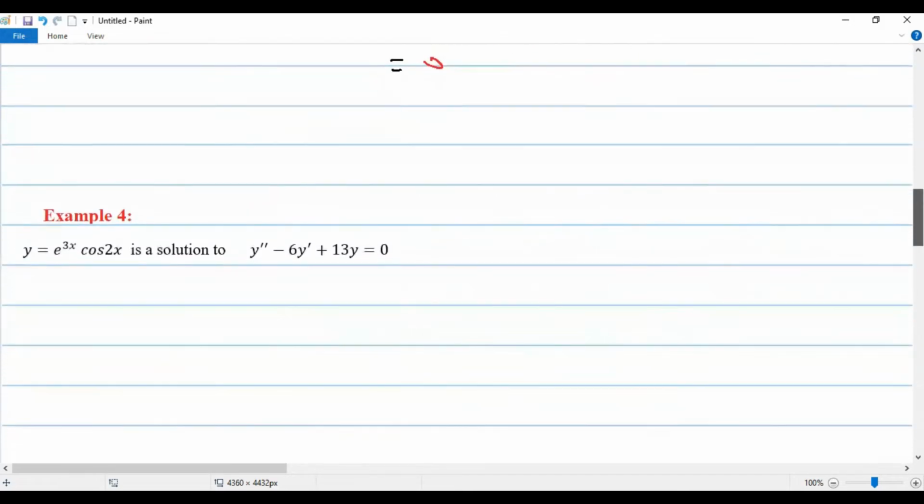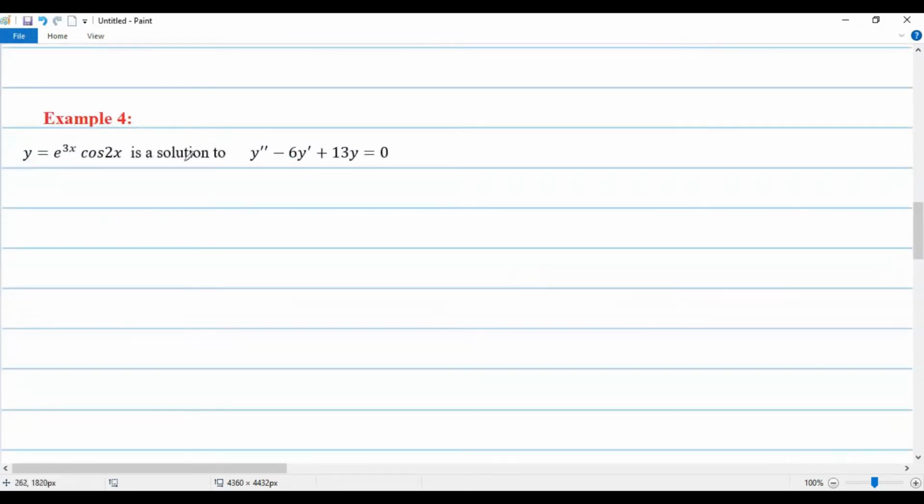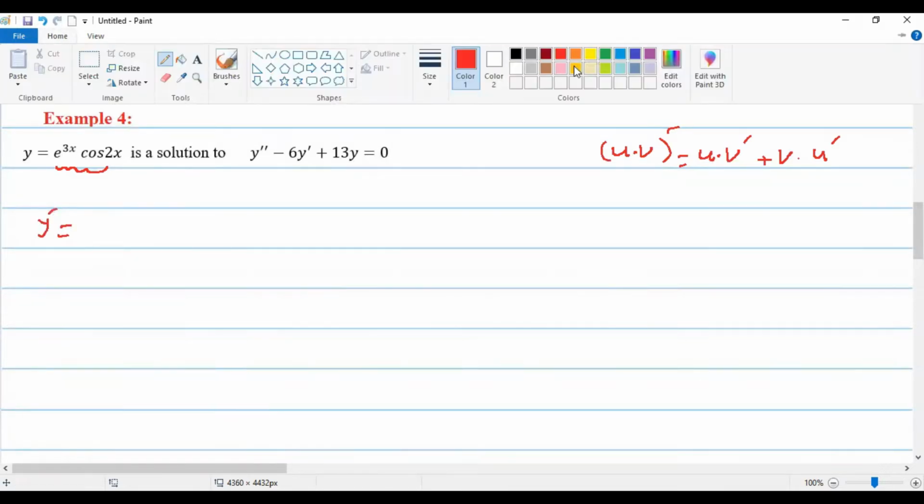Example number 4. Now I want to show this one is a solution. So here I need y prime. This one is e to the 3x cosine 2x. We have the product rule. What was the product rule? If we have two functions, a multiplication product, what is the derivative? The derivative is the first times the derivative of the second, plus the second one times the derivative of the first one. So now the y prime equals what?